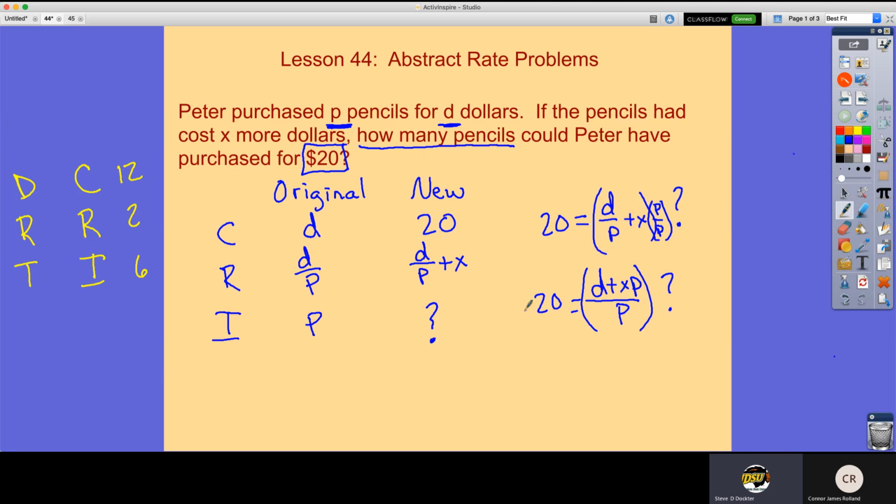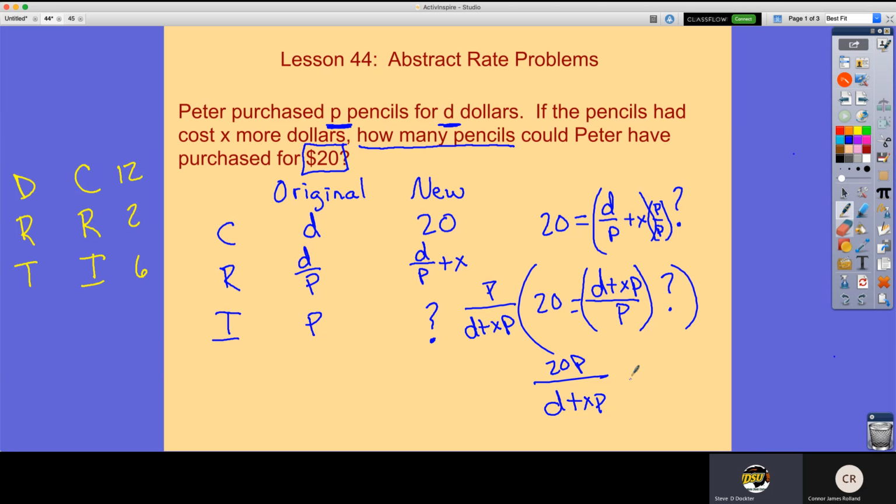To get the question mark by itself, we just multiply by the reciprocal, right? So P over D plus XP. So our question mark is by itself. On the top, we've got 20P over D plus XP. And then I should probably have a label on there, shouldn't I? What did we solve for here? Pencils.